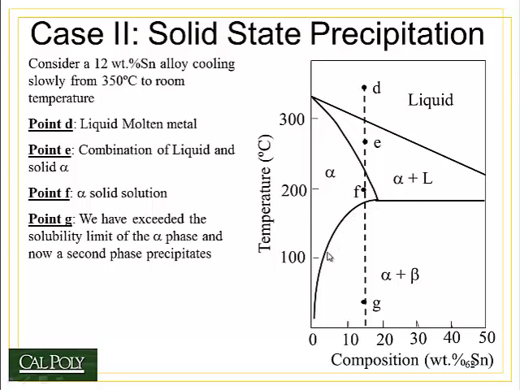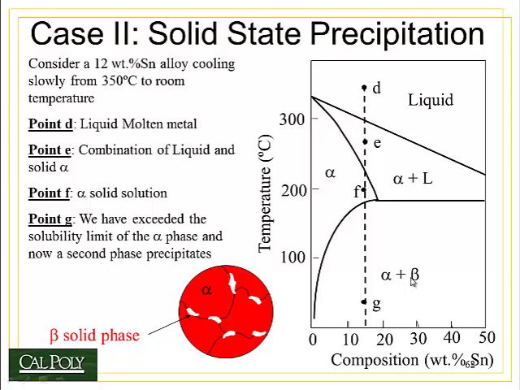Now point G is special because we've now exceeded this curved line. This curved line where I have the cursor going right now is called the solvus line. And the solvus line represents how many impurities we can dissolve into the alpha phase without forming a new precipitate. Once we cross that line, that solvus line, we now have no choice but to create a new precipitate, and that precipitate is called the beta phase. So at point G, we're going to have alpha present, but we're also going to have beta precipitates.